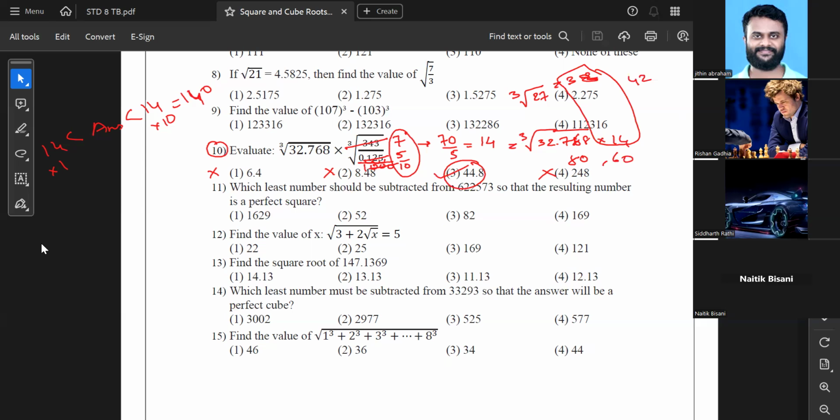I'm erasing this. Sir, if there is an option like 44.8 and then a number close to it such as 46, then we will have to do actual multiplication, right? Yes, actual multiplication will have to be done, but in such cases, cube root of 32.768, the examiner won't be expecting you to know this answer because they also know that you have just been taught cube root. You guys don't know about 32.768. So don't worry, such kind of options will never come.